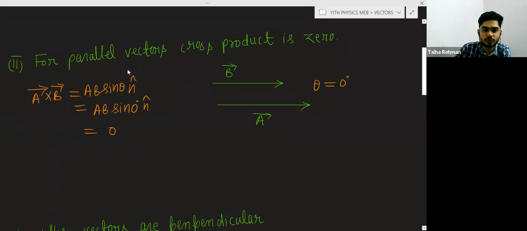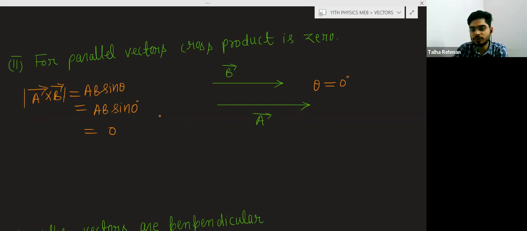We can remove this n cap here, as we are just interested in the magnitude only. If the magnitude is 0, then there is no concept of direction. So A cross B is equal to 0.